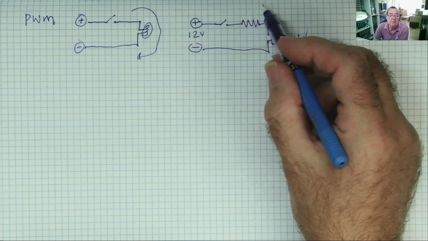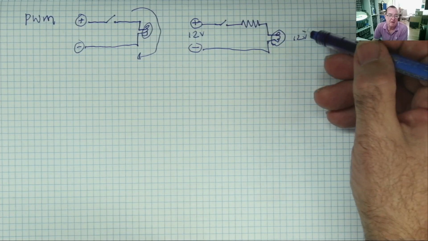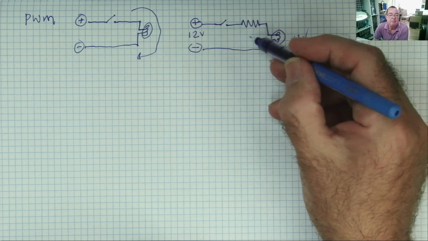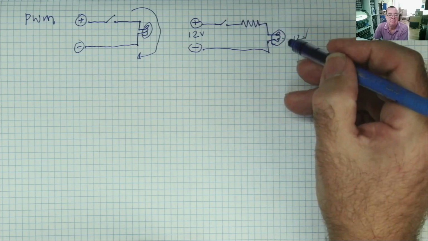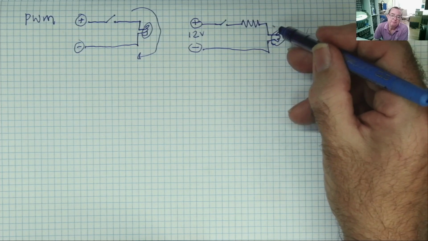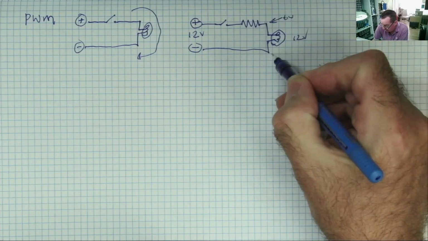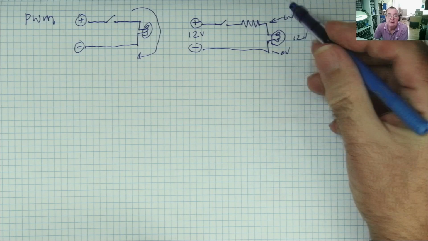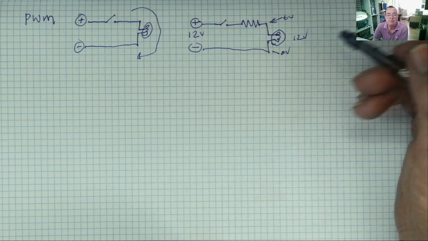If we fit a resistor that has the same resistance as the light bulb, half the voltage will now be across the resistor and the other half will be across the light bulb. So the light bulb basically now has 6 volts here, this is 0 volts, and it will light up at half brightness. Fair enough. But what about the wattage?